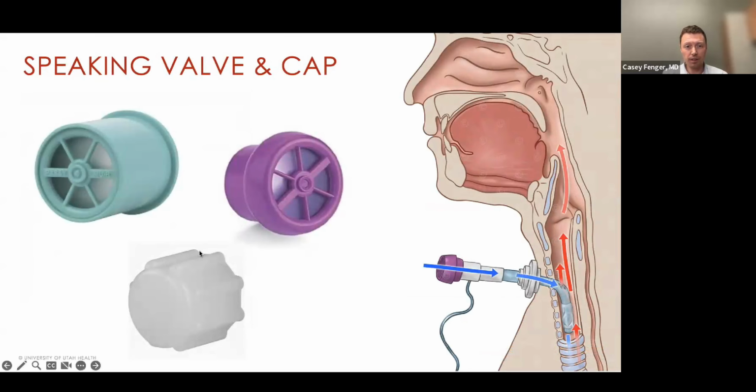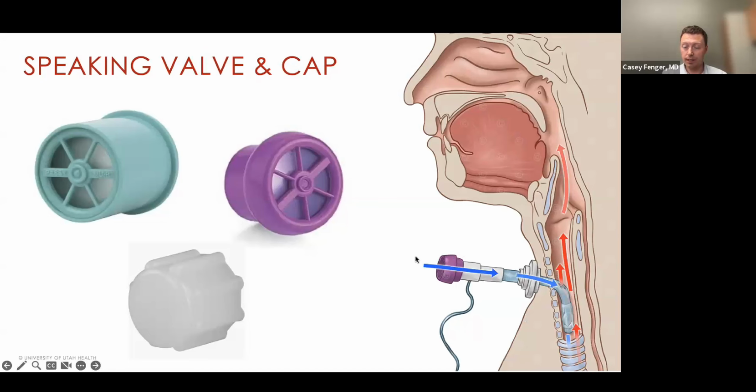So the top two are examples of a speaking valve. The green speaking valve you put in line with the ventilator circuit. The purple speaking valve is one you place when someone's off of a ventilator. And then we have a cap, which just closes off the trach. The way the speaking valve works is they're one-way valves, so air can come in, but not out.